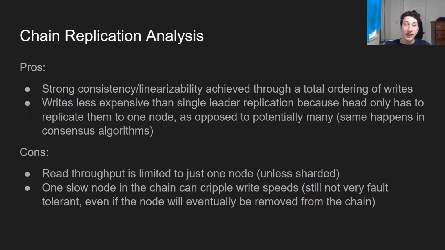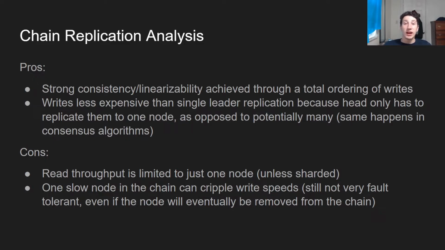The biggest con is obviously the read throughput's limited to just one node. I put "unless sharded" here on the slide, and that's because, if we have multiple chains for each partition, so, one chain per partition, then you can actually increase read throughput. But even still, you can't just say, oh, we have the same type of data being served from these two chains. That doesn't work. Basically, if you want to serve some data, you're limited to one chain for it, and as a result, you're limited to the read throughput of just the tail node.